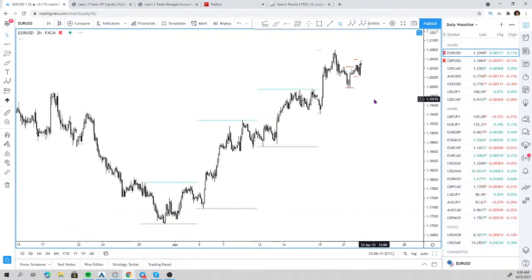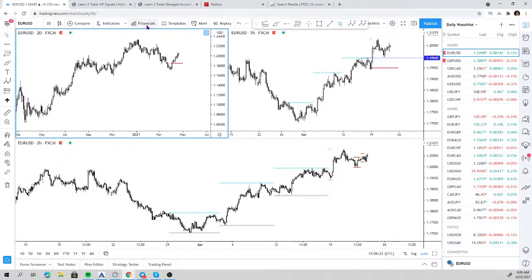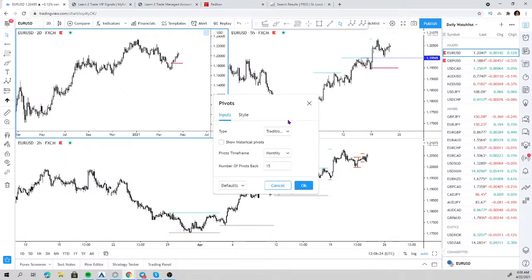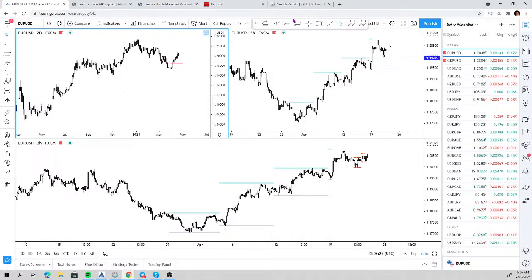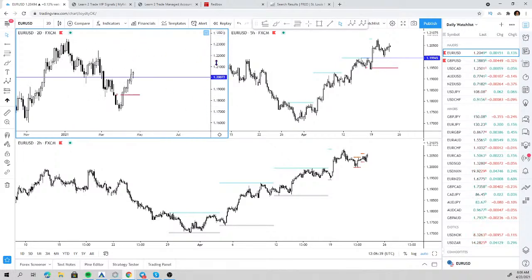Let's have a look at the Euro USD. We're going to start with the majors, right? On the 2-day chart, you can see the weekly pivot and monthly pivot. We're trading above the monthly pivot on the 2-day chart, and we're trading above these highs. Now this is a key level, the 120 level. Let me just thicken that out for you guys, right?